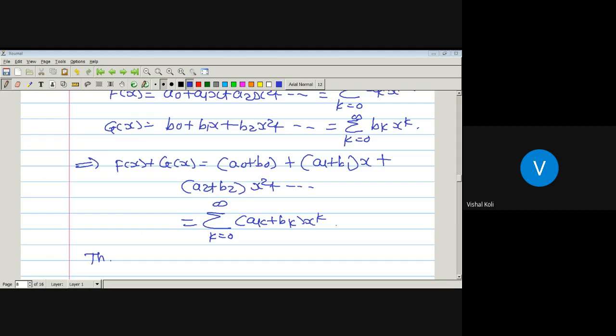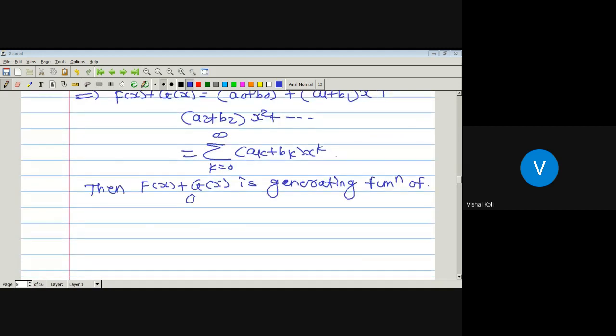Then f of x plus g of x is the generating function of the sequence whose kth general term is nothing but, yes, what is the kth general term of the sequence? a_k plus b_k, x raised to k.